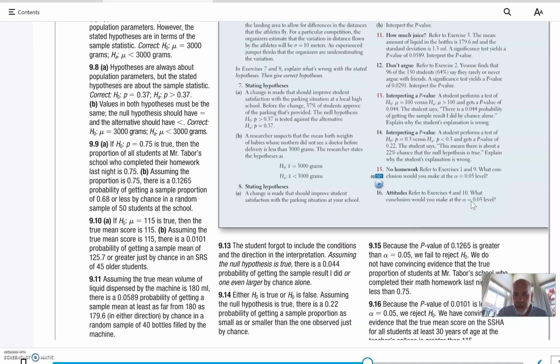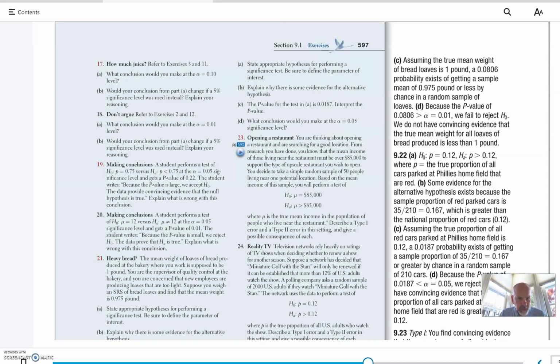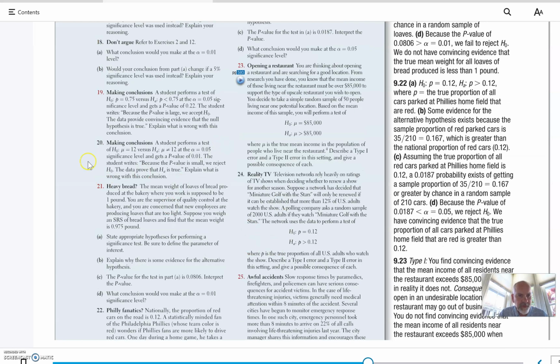Okay. All right, next to 20 and 21, if I remember correctly. Go next page. Here we go. 20 and 21. Okay, a student performs a test of the null, mu equals 12. So this is again about means, the mean being 12 versus mu being not 12 at the 0.05 level, and they get a p-value of 0.01.